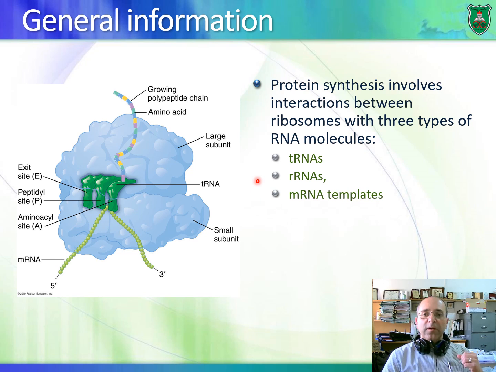Now, ribosomal RNA molecules are important structural molecules, and they have a functional role as well. They catalyze the reaction of connecting two amino acids to each other. That is formation of a peptide bond. And then we have the transfer RNA molecules. They are small RNA molecules that transfer amino acids to a growing polypeptide.